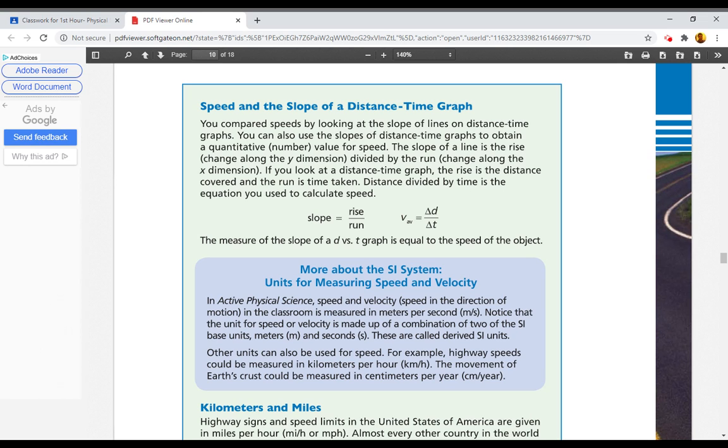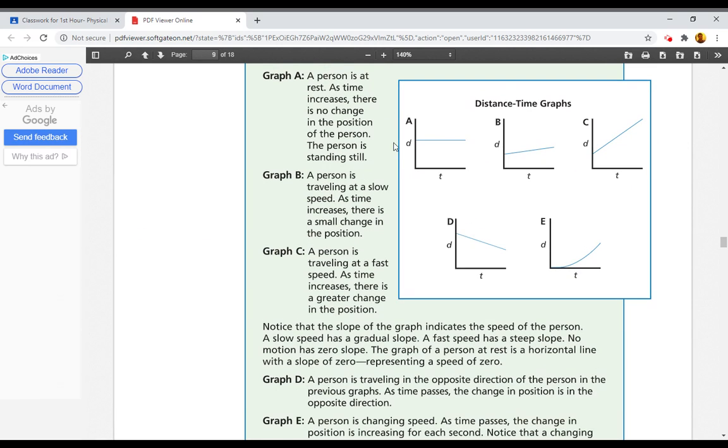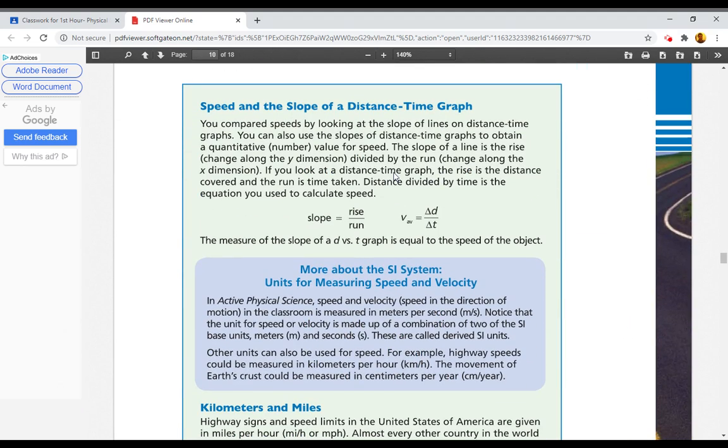x dimension. If you look at the distance-time graph, the rise is the distance covered and the run is the time taken. So here's what they're saying. The rise is the distance covered and the run is the time taken. Distance divided by time is the equation you use to calculate speed. Slope equals rise over run, speed equals distance divided by time. The measure of the slope of a distance versus time graph is equal to the speed of the object.